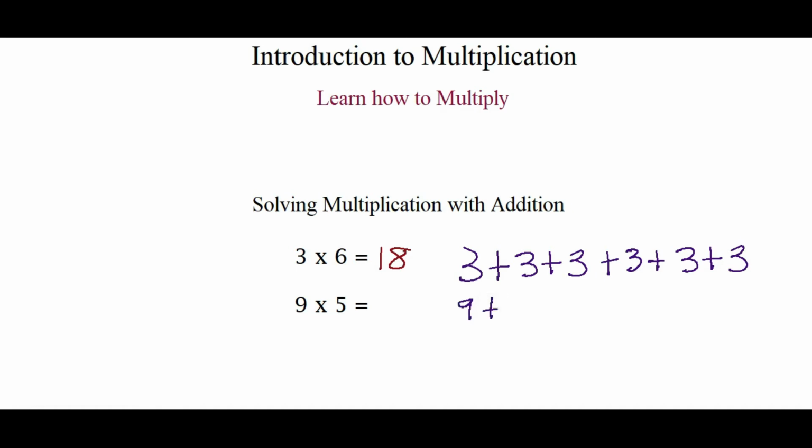9 plus 9 plus 9 plus 9 plus 9. I have to add 9 five times. And 9 plus 9 plus 9 plus 9 plus 9 is 45. And 9 times 5 is 45. 45 is our answer.